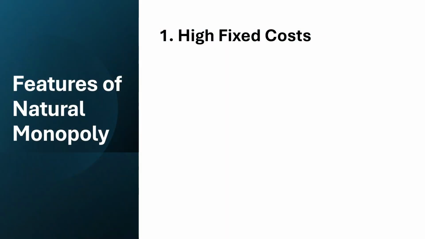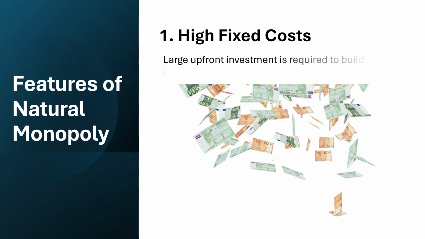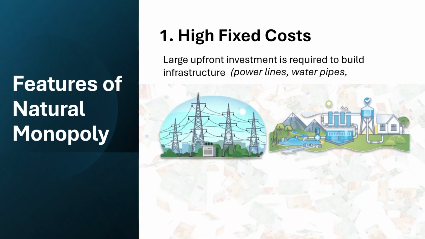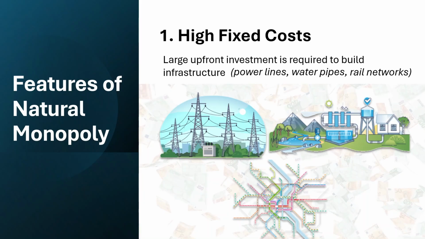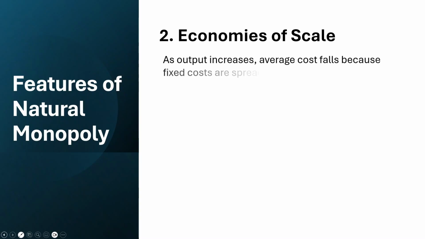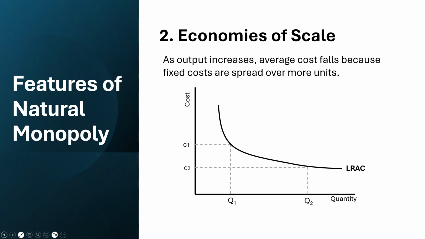Let's now look at the key features of a natural monopoly. The first key feature is high fixed costs. A very large upfront investment is required to build infrastructure such as power lines, water pipes, or rail networks. Once this infrastructure is in place, the cost of serving additional consumers becomes much lower. These high fixed costs lead directly to the next key feature, economies of scale. As output increases, the firm's average cost falls because fixed costs are spread over more units.